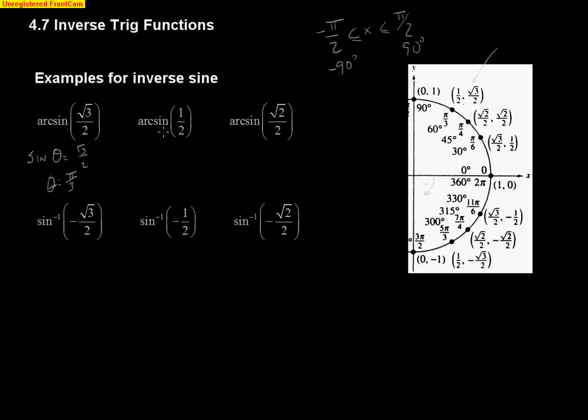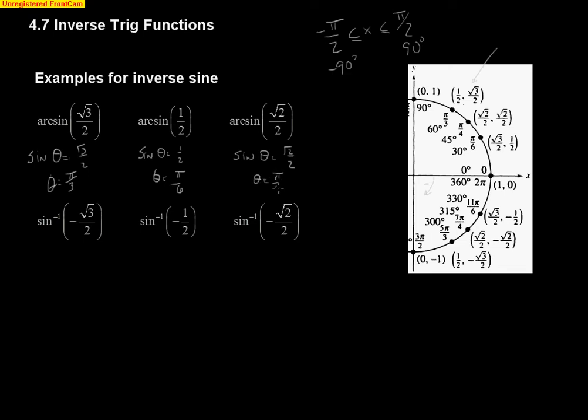Same thing here, arc sine of 1/2. That means the sine of what angle equals a half. So I look at the y values, and I can see right here at pi over 6. So theta has got to be pi over 6. Arc sine of radical 2 over 2, right there, means the sine of what angle is radical 2 over 2. I look at my unit circle. Y value of radical 2 over 2, what angle am I at? 45 degrees or pi over 4.